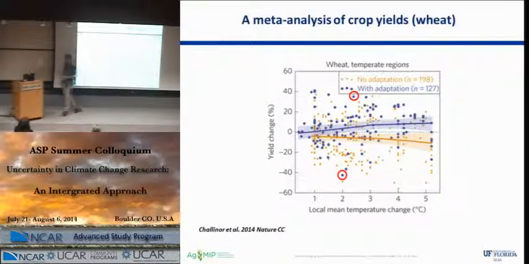Adaptation would be you sow earlier or later to avoid something, or you grow a crop which has a different sensitivity to some stress. So there are certain ways we can adapt, and I think the simplest one is changing your sowing time, for instance.